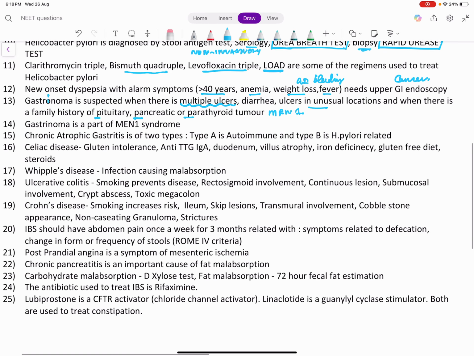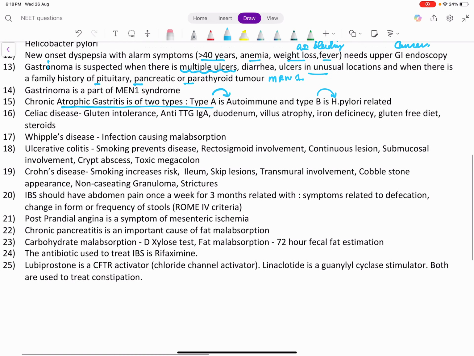There are two types of atrophic gastritis. One is chronic atrophic gastritis type A. A is for autoimmune. Type B, chronic atrophic gastritis, is H. pylori related. Now coming to small intestinal diseases.